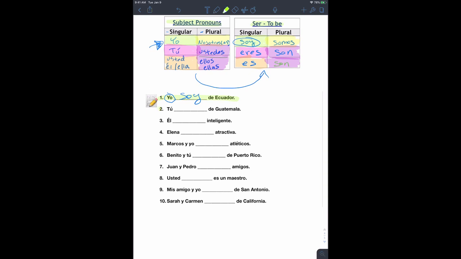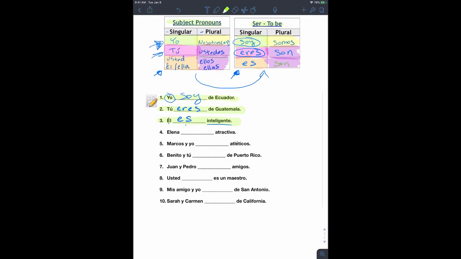Number 2, tú blank de Guatemala. Again, tú is right there. And we match it up with eres. Tú eres de Guatemala. Number 3, él blank inteligente. Él is found right here, and its verb is found right there. Él es inteligente. He is smart.